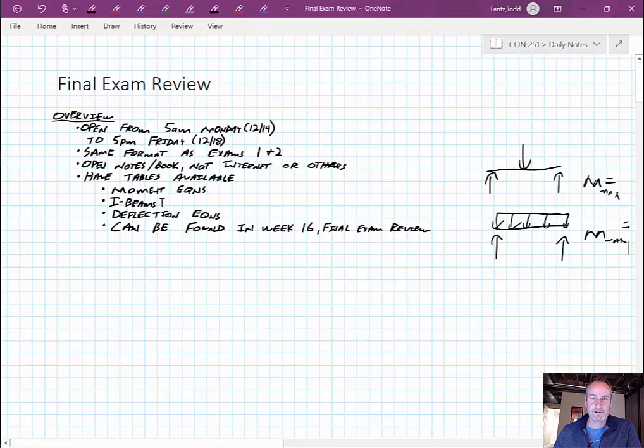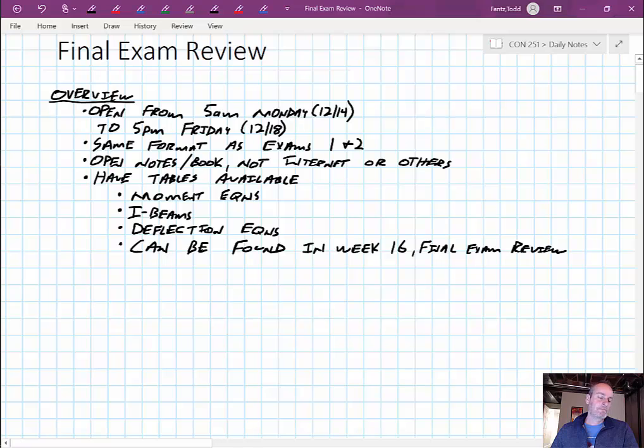Also, your I-beam tables. So we said based on that maximum moment, you need to figure out what size I-beam. That was based on this thing called a section modulus. We'll talk more about that in just a second. But then we looked for the lightest I-beam that could handle that moment, using the same tables you should have available. Deflection equations, remember those, where you can just plug it in, find out how much the beam has deflected down. And all those 3 tables should be found in week 16 under the final exam review tab, right? So take a look at that. So that's a basic overview of the exam.